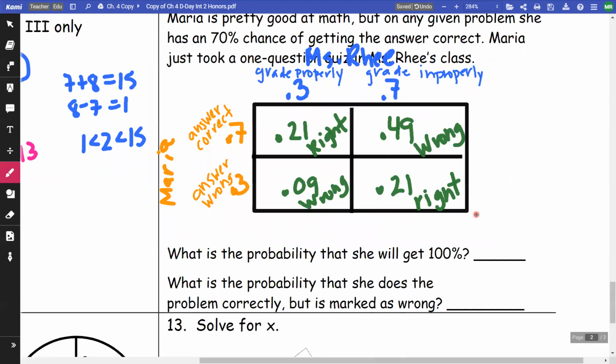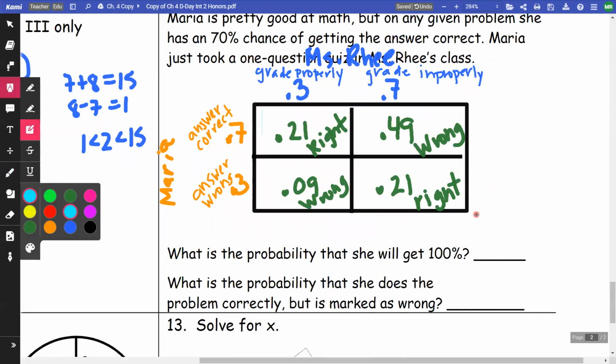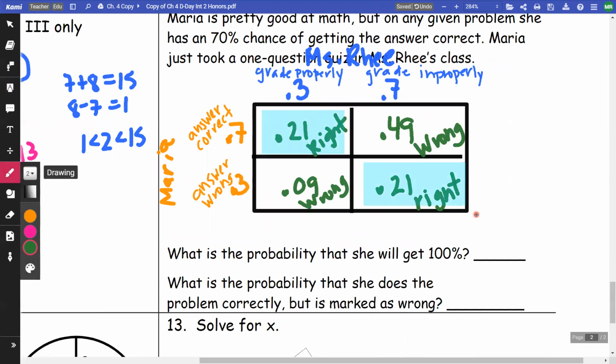So the situations where she would have gotten 100% would be here and here. So that is going to be 0.42 probability of getting 100%.